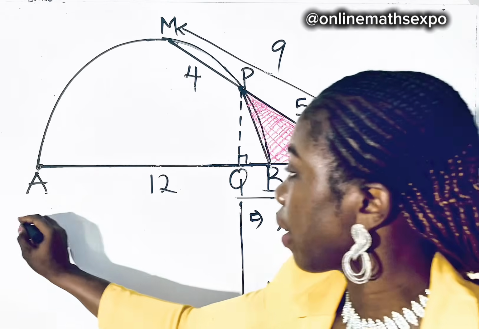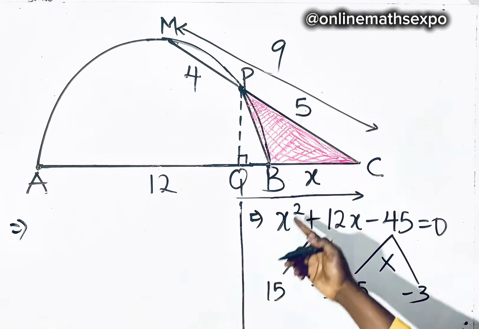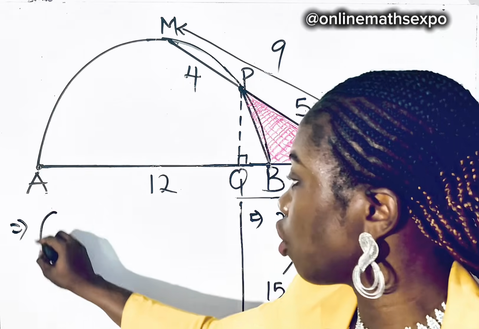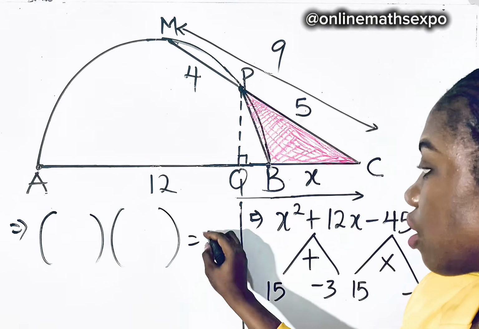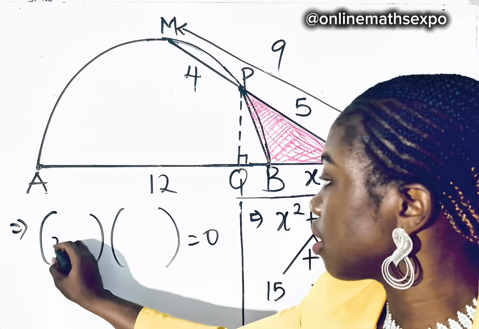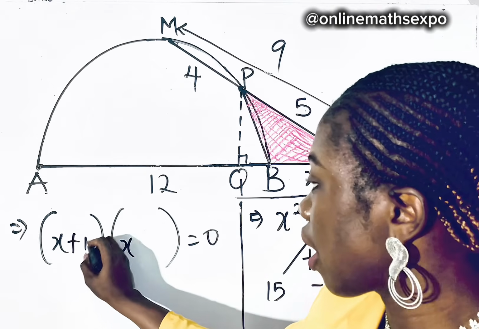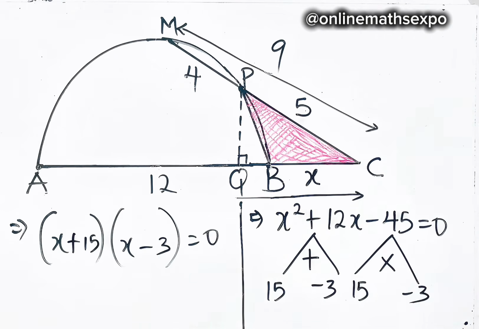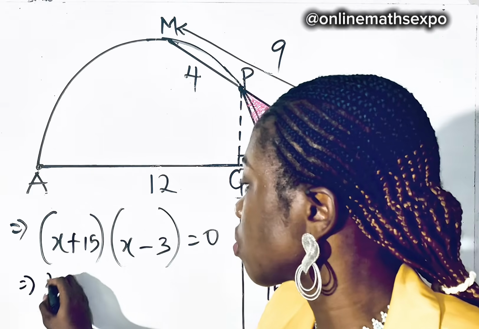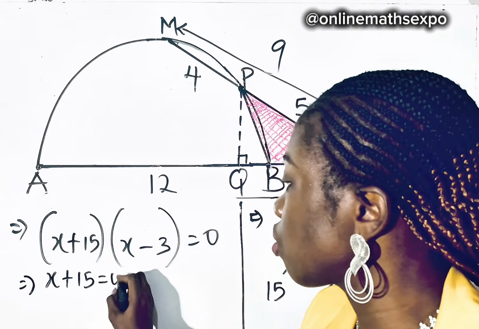Let's take it to this part. So we are going to have x, since it's x squared, you open two brackets and it is equal to 0. Put x in each of them. Then this pair should be added. So we have this minus 13. And this means that x plus 15 is equal to 0.